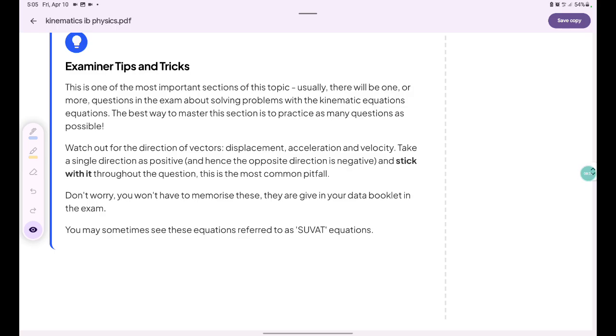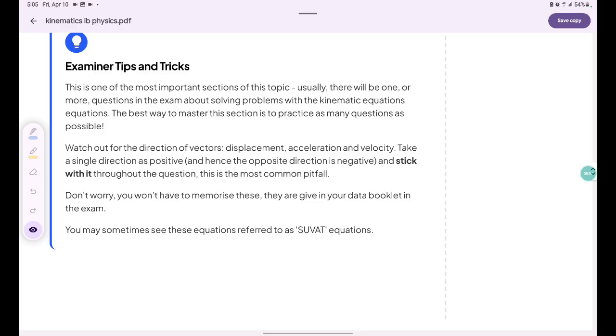Let's move on to the next part: examiner tips and tricks. This is one of the most important sections of this topic. Usually there will be one or more questions in the exam about solving problems with the kinematic equations.